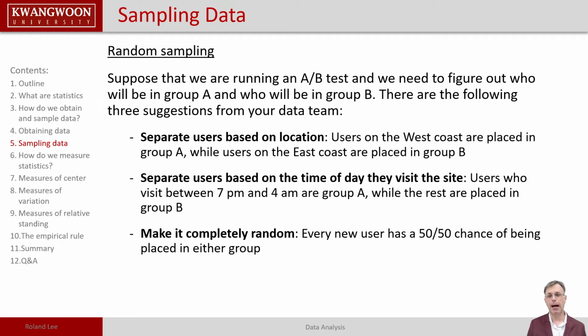Second, separate the users based on the time of day they visit the website. So again, users who visit between 7 p.m. and 4 a.m. are in group A, and the others are in group B. And third, make it random, so-called completely random. That means every new user has a 50% chance of being placed in either group.